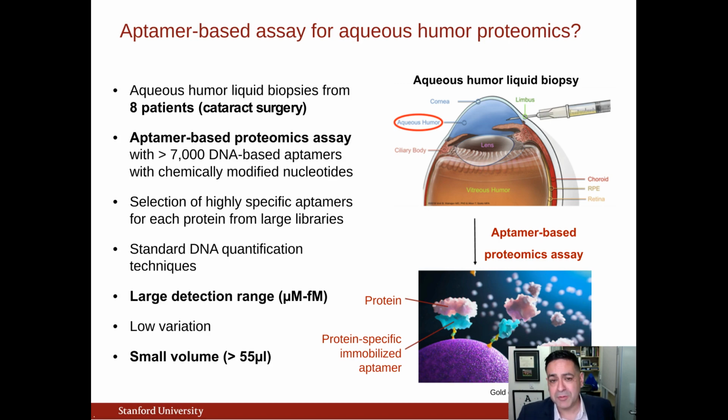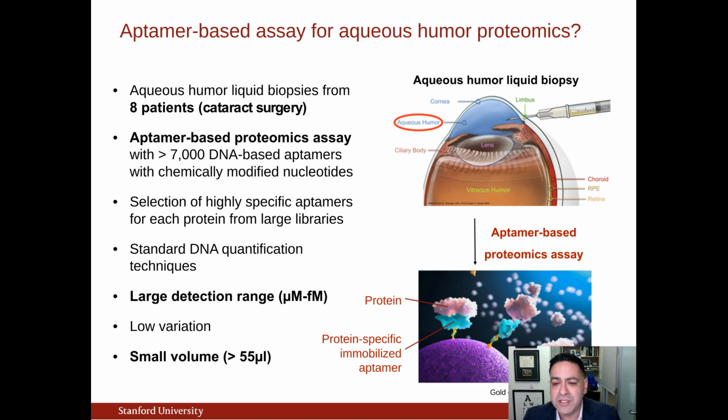Now, what's interesting about this aptamer-based assay is that it has over 7,000 DNA-based aptamers, these probes, to detect over 7,000 different proteins. So it's array-based, but a pretty sizable representation of the proteome, certainly compared to some of the antibody arrays that we had been using. These aptamers are supposed to be highly specific and a pretty large library, and they have been optimized for quite an impressive detection range from the femtomolar to micromolar for specific proteins, purported to have low variation. And this gave us a platform using a small volume of 55 microliters as the lowest volume, which is something we could certainly capture in our aqueous humor samples.